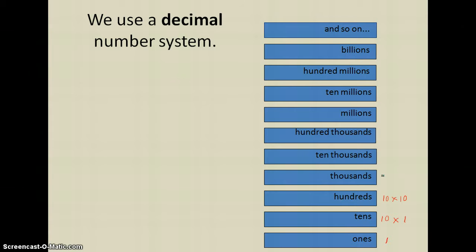And this pattern continues. 1,000 is 10 times 100, and the thousands group is 10 times bigger than the hundreds group. And it keeps going that way on up the chart: 10,000s, 100,000s, millions, 10 millions, 100 millions, billions, and we could even keep going to bigger numbers. Every time that we go from one group up to the next size group, it's always 10 times bigger.